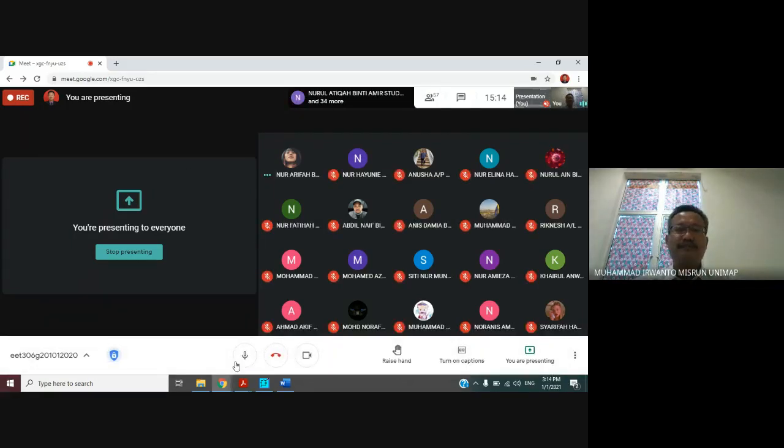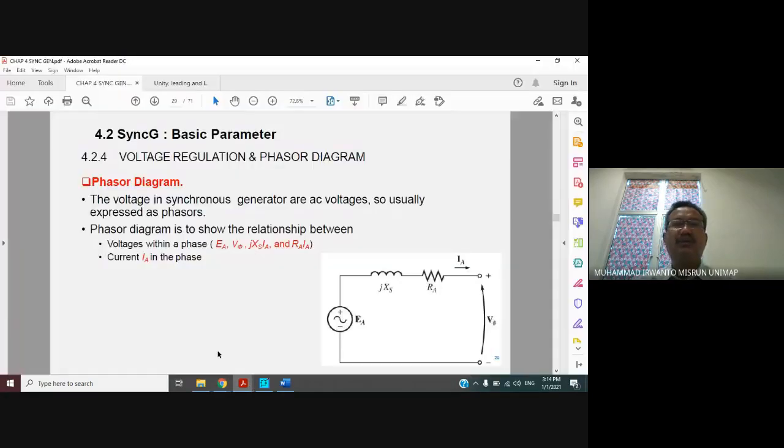Okay, now go to this lecture about the voltage regulation and phasor diagram. Remember, this part for the phasor diagram relates to lab 5 part 2.